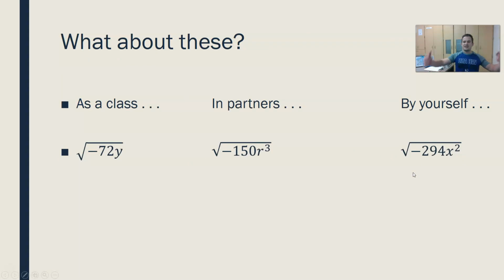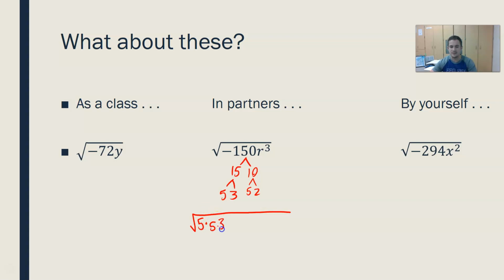So what if I have an example like this, where I have the square root of a negative number with some variables? Let's see how that would look. Let's go ahead and look at the square root of negative 150r cubed. If I break down 150, I get 15 times 10 maybe, 5 times 2, 5 times 3. So if I wrote that underneath my square root, I'd have 5 times 5 times 3 times 2. I would have 3 r's being multiplied by each other, because that's r cubed. And then I'd have a negative 1, because this is negative. Okay?